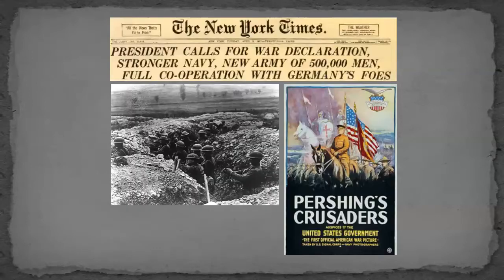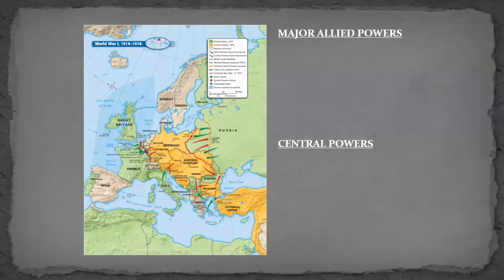April 2nd, 1917, President Wilson asks Congress to declare war on Germany, and Congress approves the request. So the United States gets involved in the war.